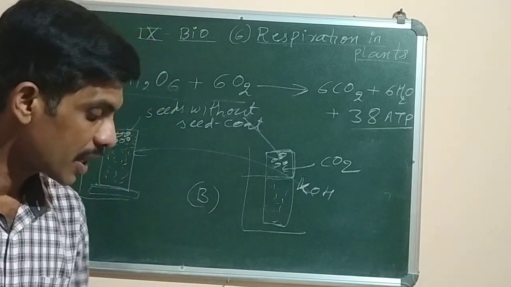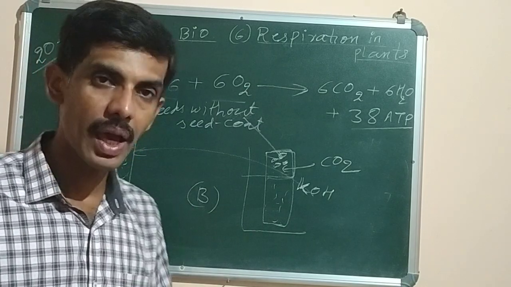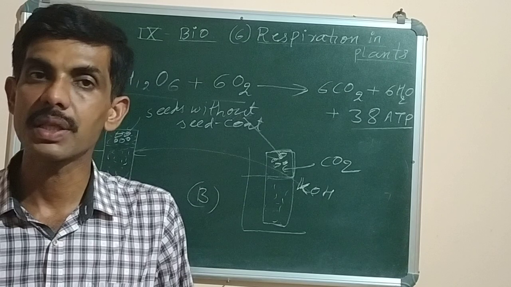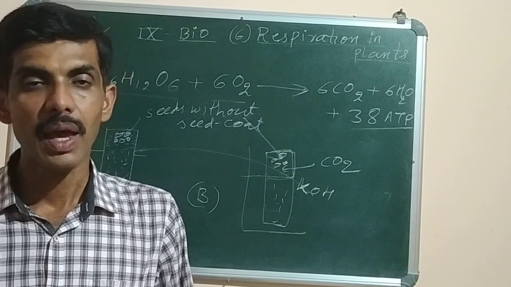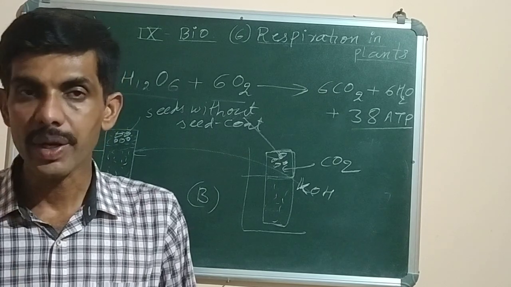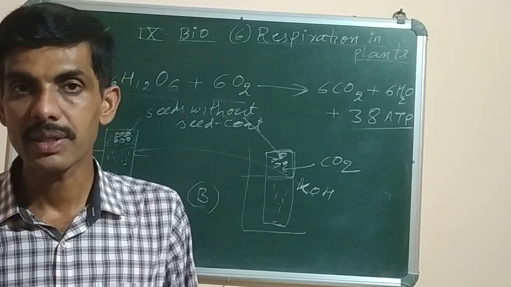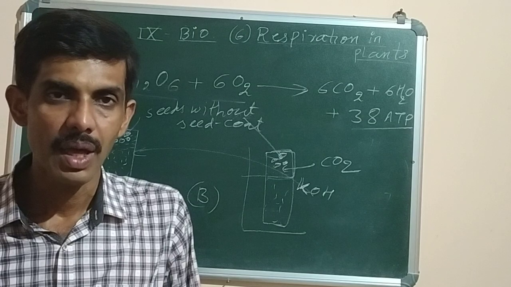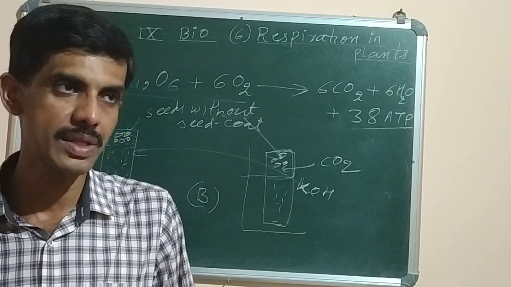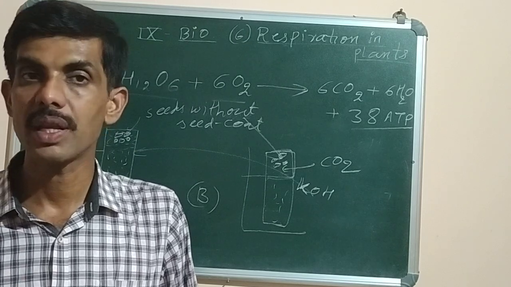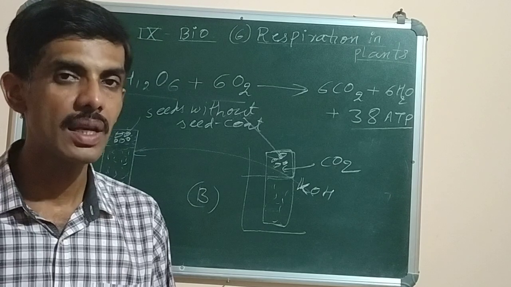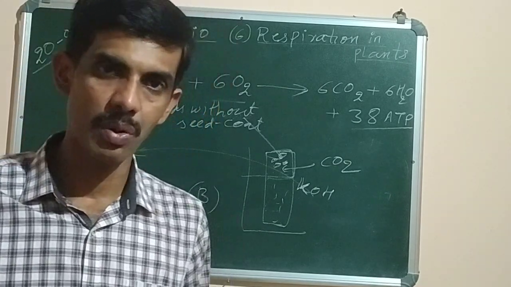Then next we have differences between aerobic and anaerobic respiration. First difference you can say, aerobic respiration occurs in the presence of oxygen, anaerobic respiration in the absence of oxygen. Second difference, aerobic respiration produces large amount of energy, that is 38 ATP. Anaerobic produces less amount of energy, that is 2 ATP. Third difference, in aerobic respiration there is complete oxidation of glucose molecules. In anaerobic there is incomplete oxidation of glucose molecules.